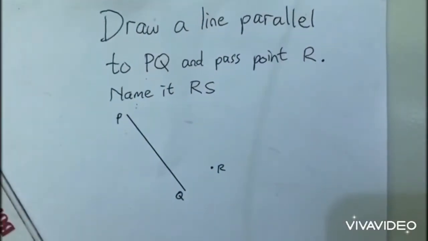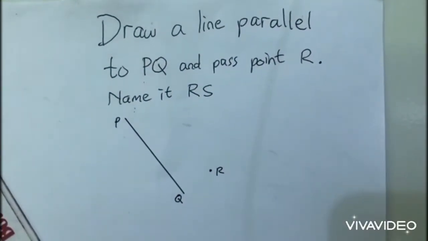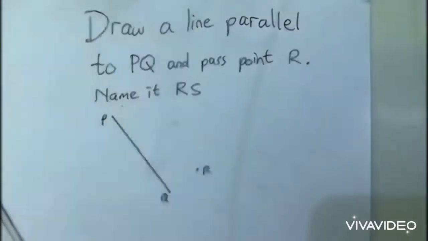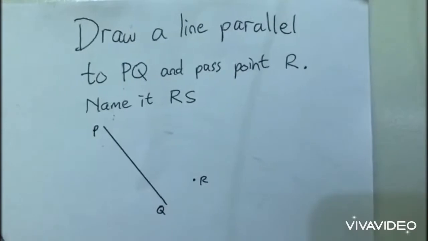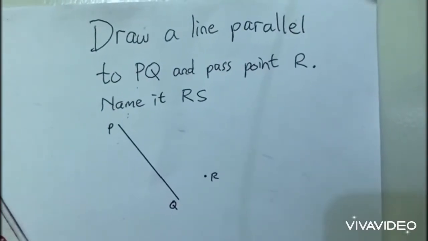Okay, this is the basic knowledge here. You learned this one when you were in grade 4, I think. So you have to draw a parallel line through point R and parallel to PQ. Okay, let's start.